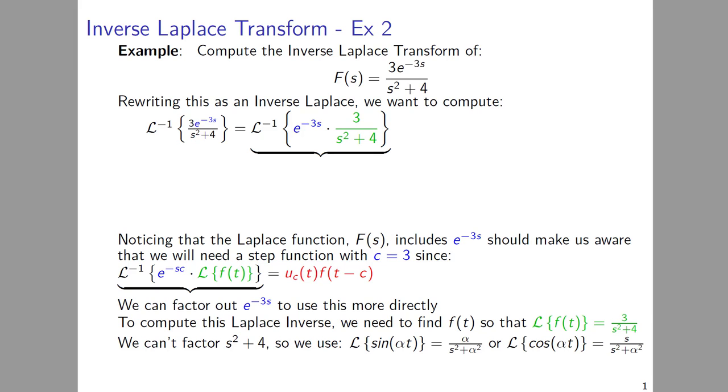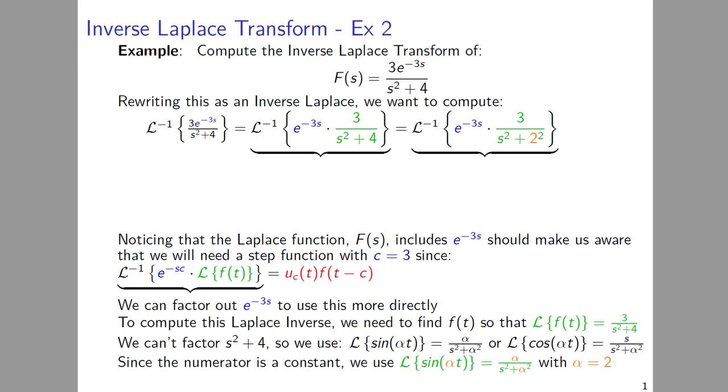Now, since we can't factor s squared plus 4 and use partial fractions, we need to use that the Laplace transform of sine alpha t is alpha over s squared plus alpha squared, or the Laplace transform of cosine alpha t is s over s squared plus alpha squared.